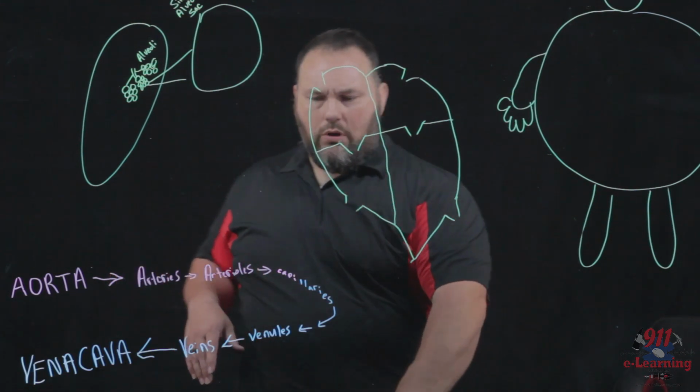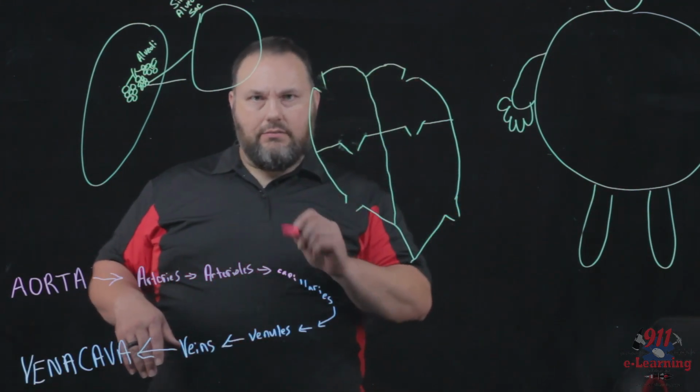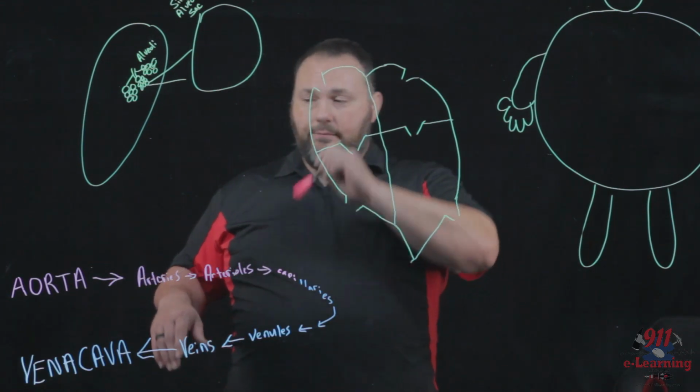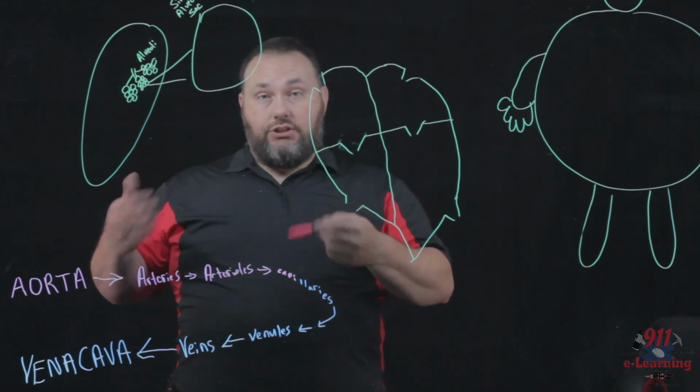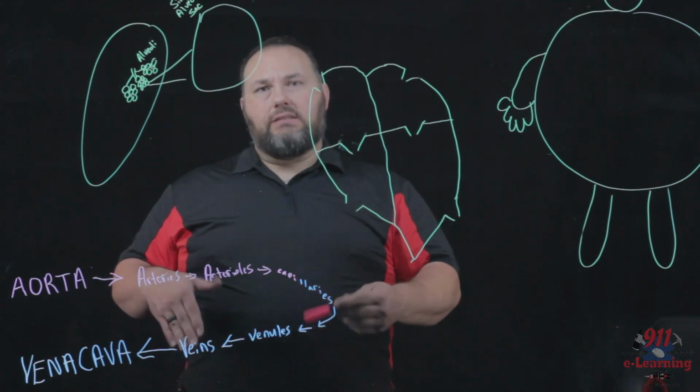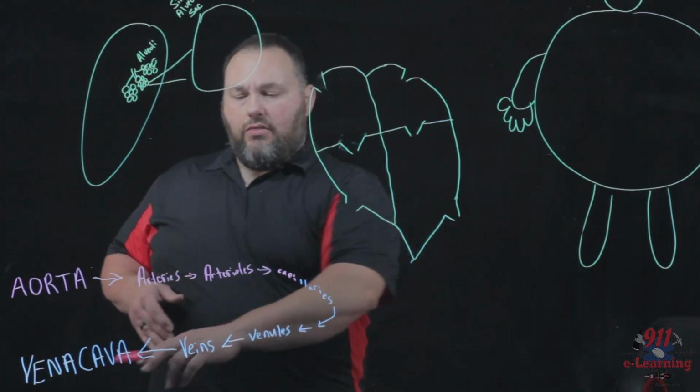So first off, I want to cover arteries. The arteries are going to be, this is as close to red as I can get, which means they have oxygen in them. So red means oxygen. Blue means they're deoxygenated. Those are your veins.